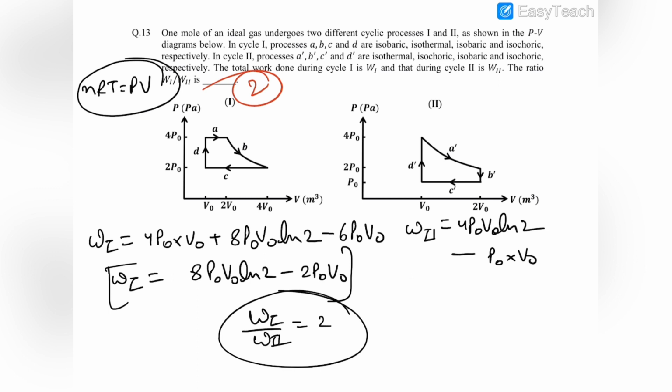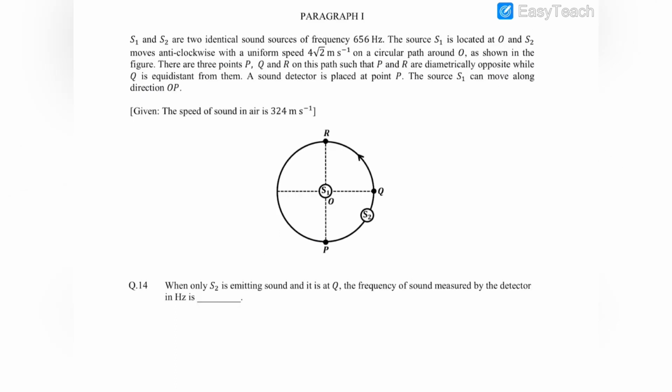Now we move on to the next question. In this question, you can see that there are two identical sources of frequency 656 Hz. S1 is located at O and S2 is moving anti-clockwise around S1 in a circle with a uniform speed of 4√2 in the circular path as shown in the figure. There are 3 points P, Q and R such that P and R are on the diametrically opposite ends and Q is at this point.